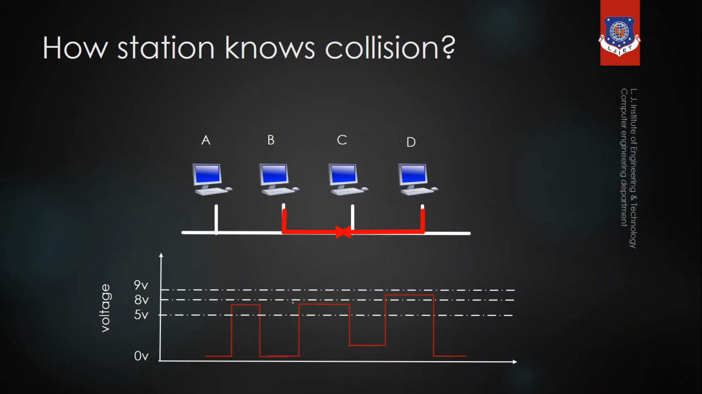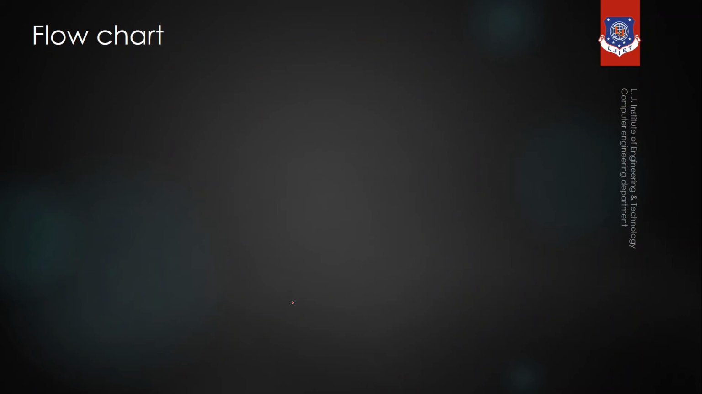And when there is a collision in the network, the sender will send a jamming signal. And when all the devices receive the jamming signal, they know there is a collision and they will wait for some time in order to avoid the next collision. Now let's see the flowchart.